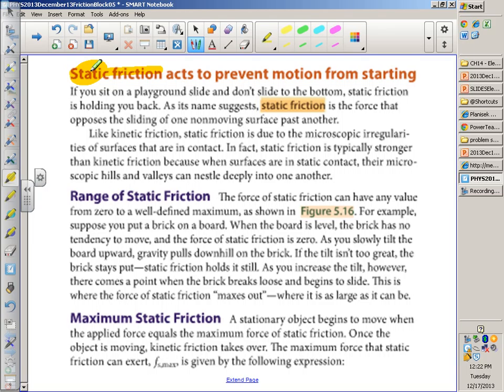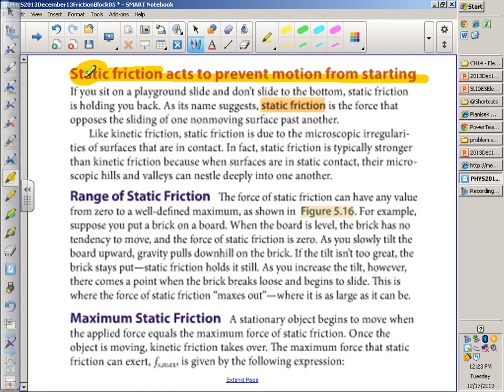What else does there have to be here? Another force, friction. Which way? The opposite way. This is the kicker. How big? Equal. It has to be equal, all right? Because that would make the net force zero. Okay? Static friction, like it says up here, right? Static friction acts to prevent motion from starting.